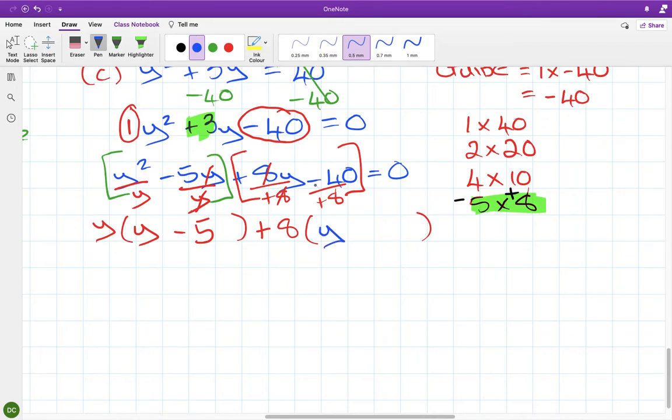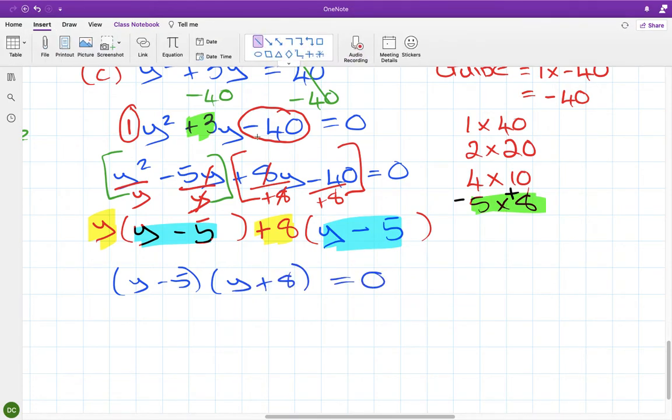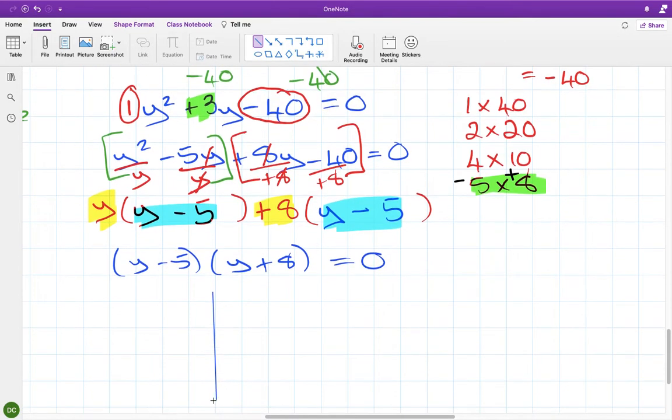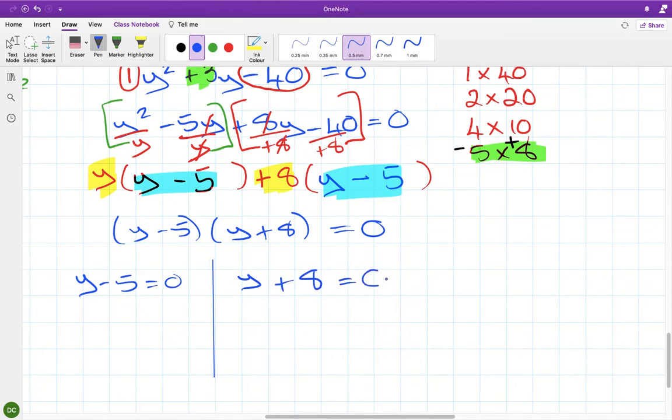Minus and a plus is minus, and 40 divided by 8 is 5. So do the brackets match? They do. So we write down y minus 5, and then we get the other bracket from the bits that are out here, which is y plus 8. Then we insert our line to split the page. So I let y minus 5 equals 0, and I let y plus 8 equal 0.